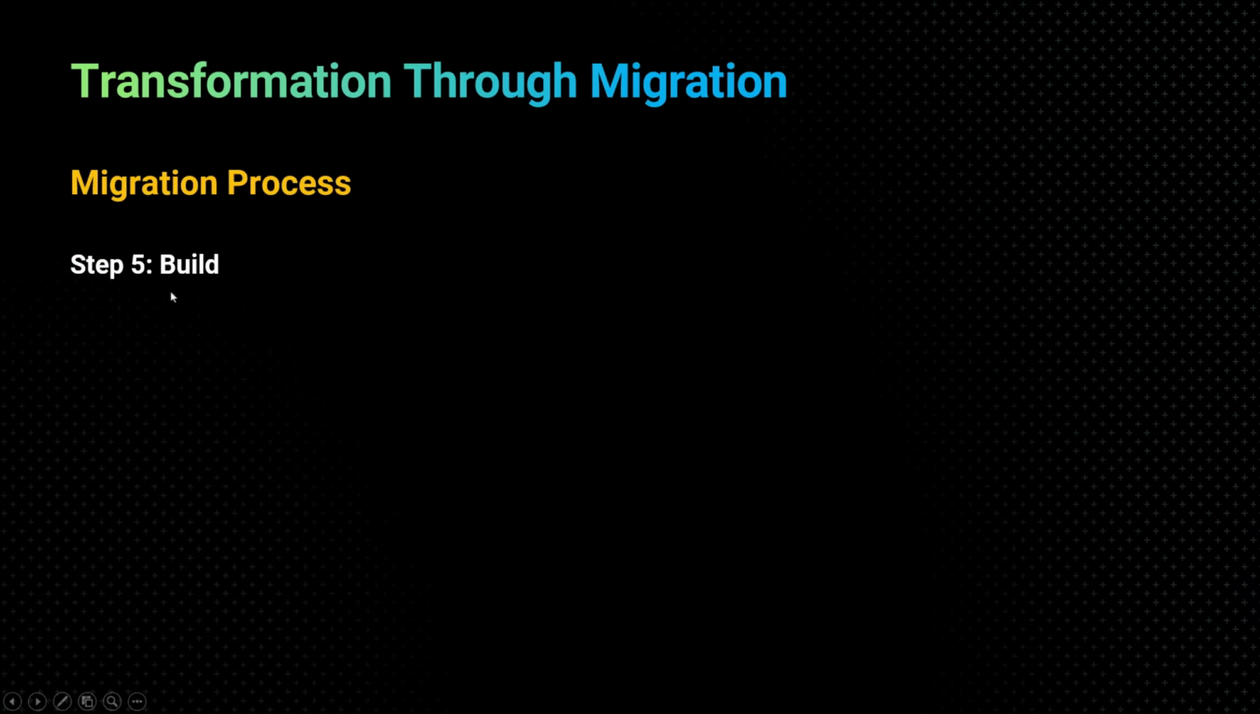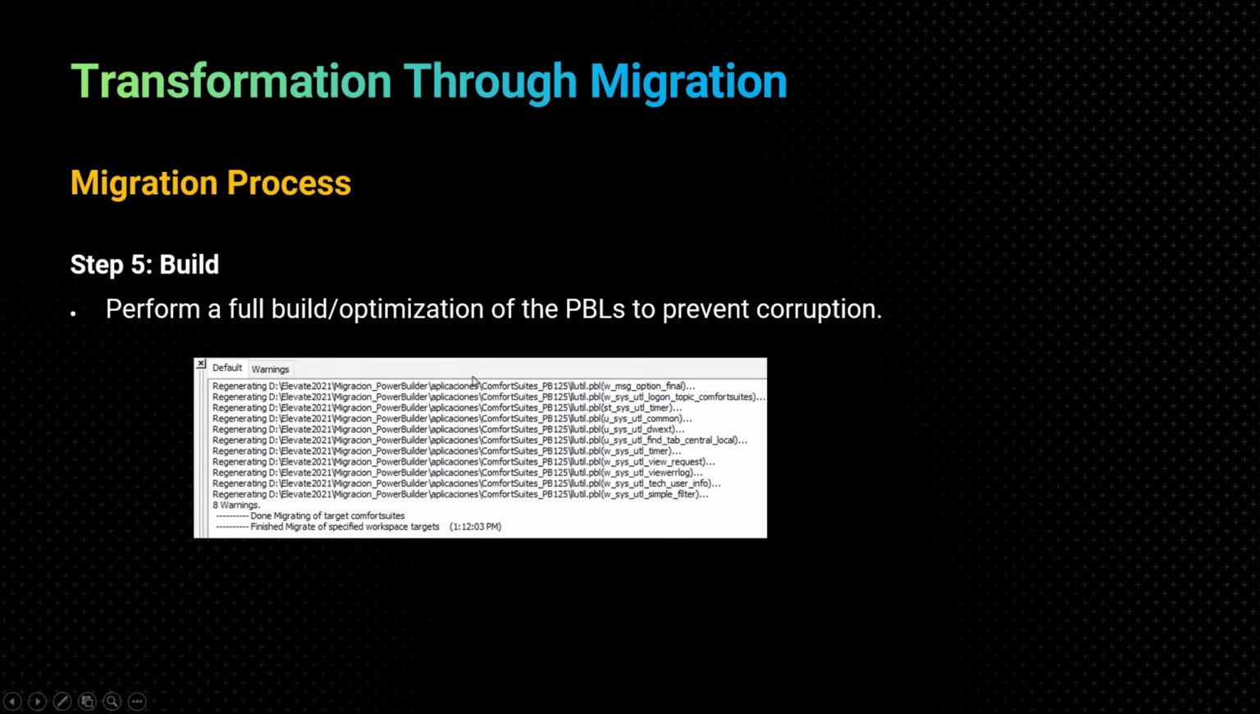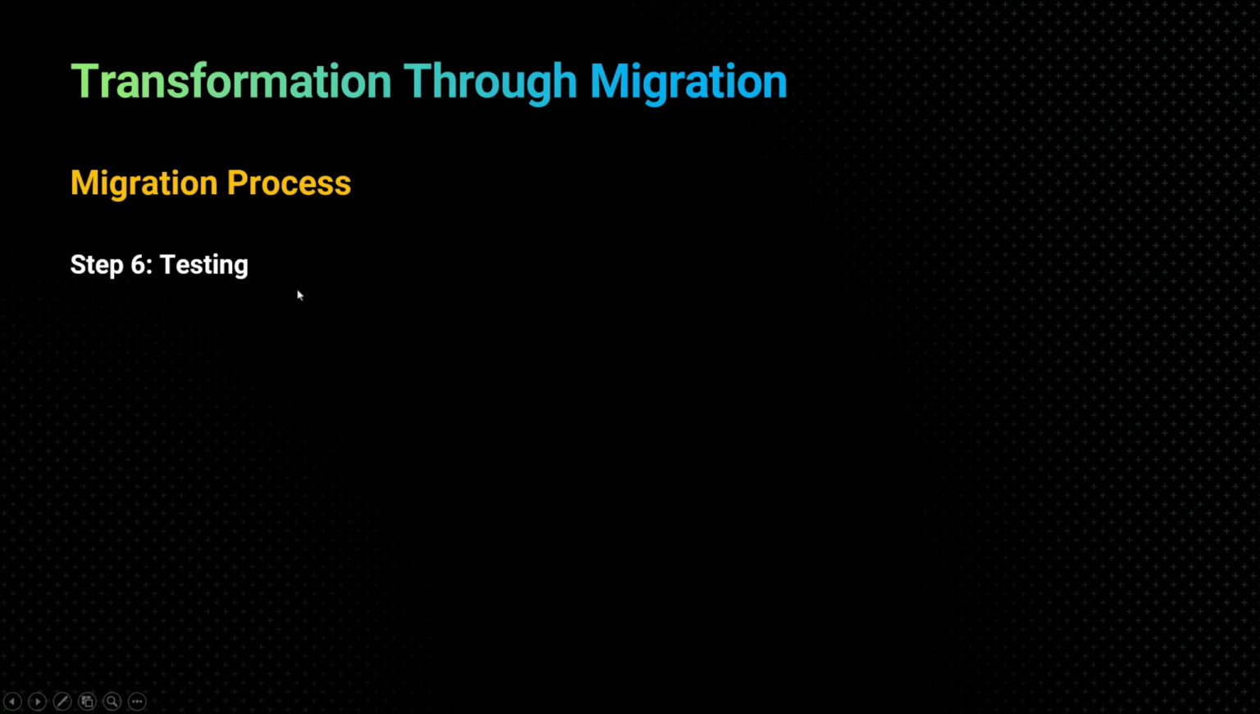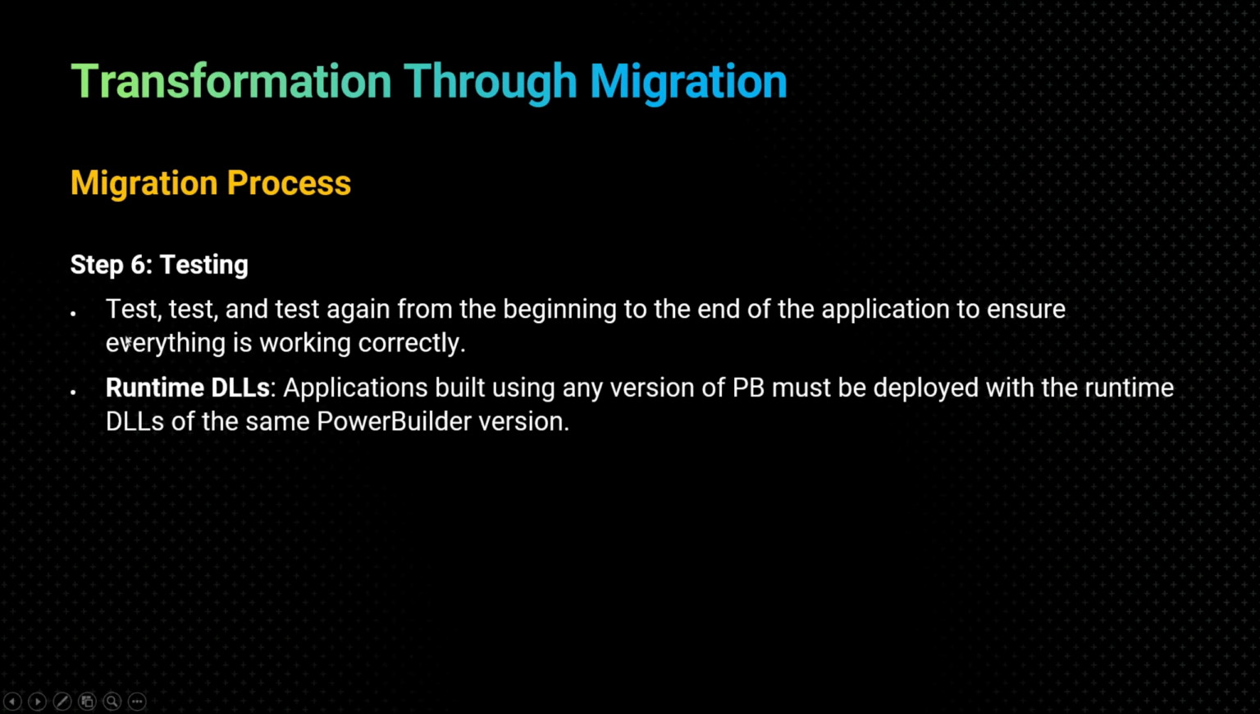The step number 5 is build. We need to perform a full build optimization of the PBLs to prevent any corruption. So we need to be sure that everything was built correctly and we don't have any errors. Step number 6, testing. Test, test, and test again from the beginning to the end of the application to ensure everything is working correctly, even though it takes time, but it is necessary to test.